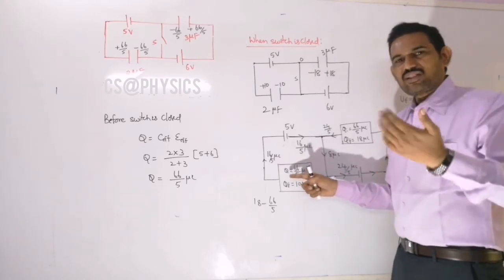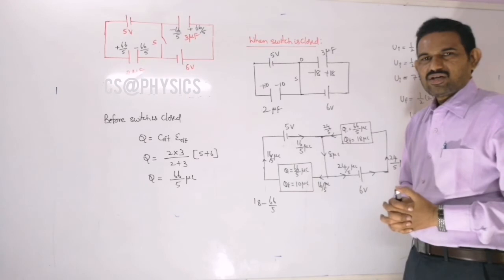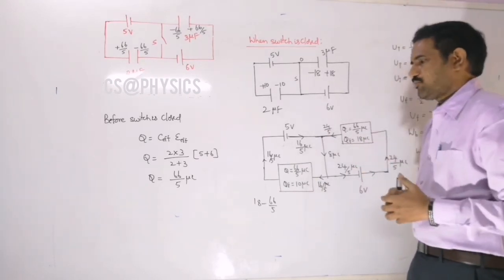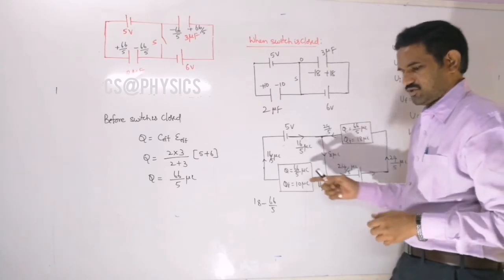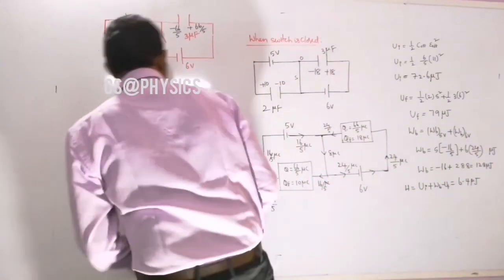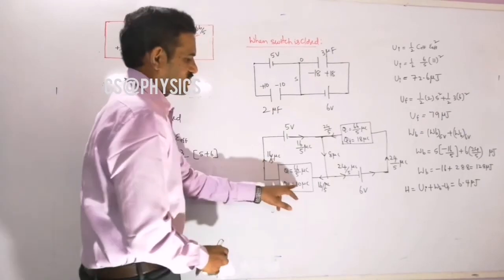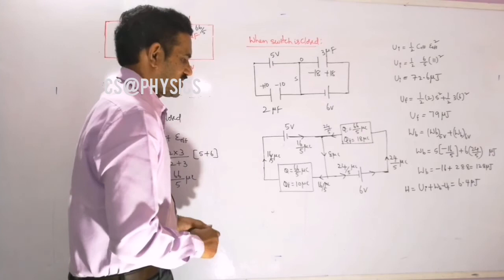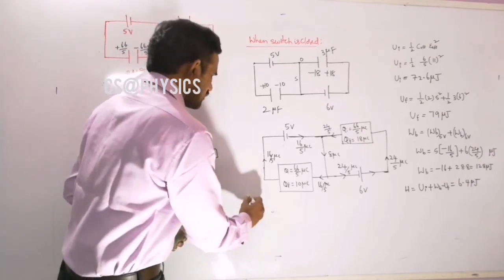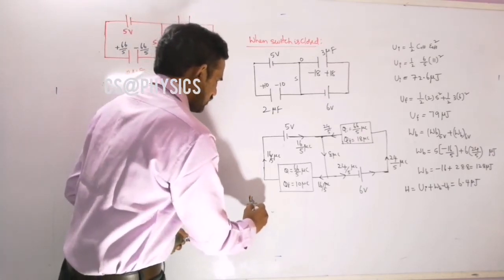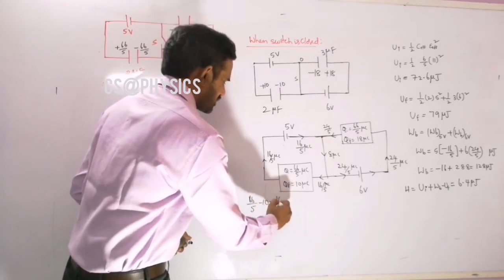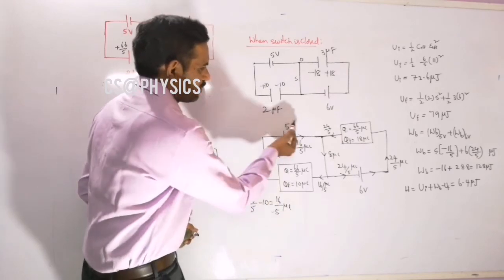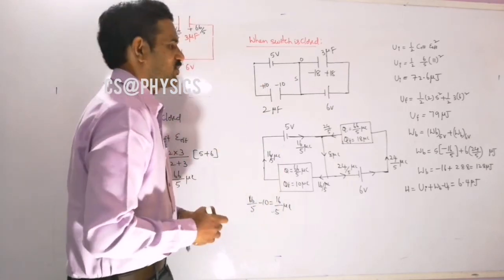The initial charge is more than the final charge before closing the switch, so some charge is flowing back into the cell here. How much charge is flowing is nothing but the difference between these two. That is 66 by 5 minus 10. So this is nothing but 16 by 5 microcoulombs. This amount of charge will flow back into this cell, into the positive terminal.